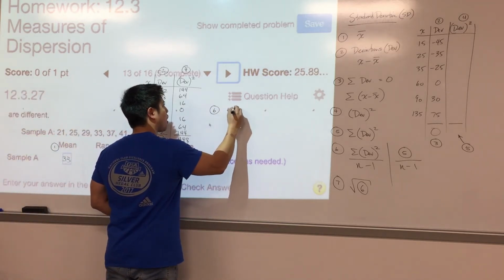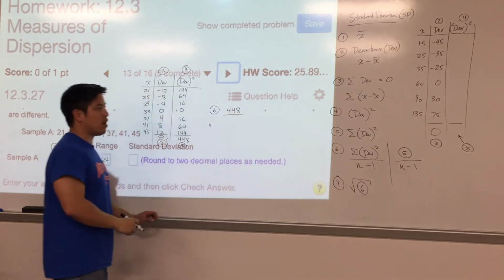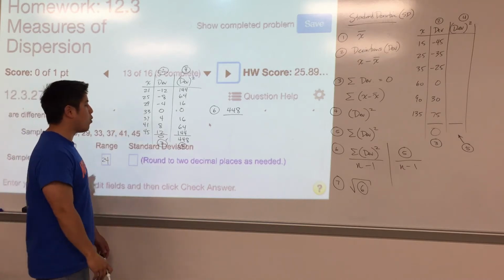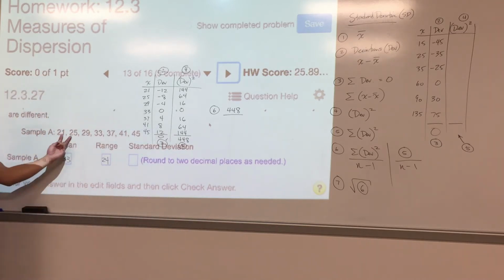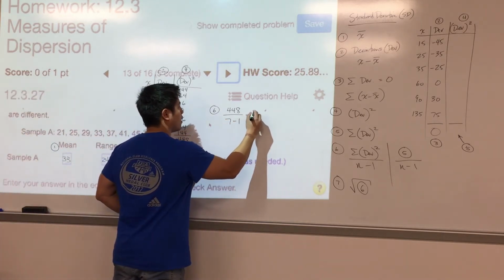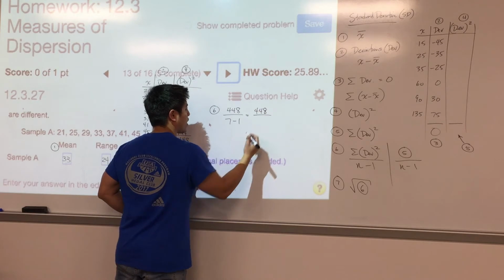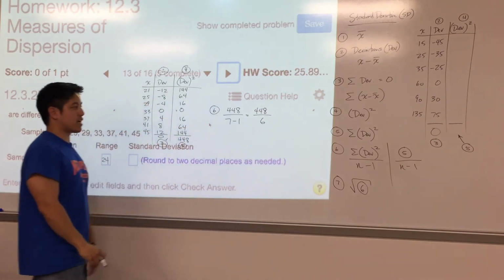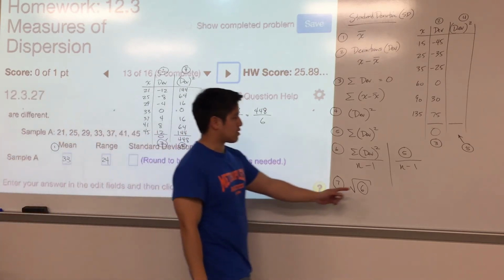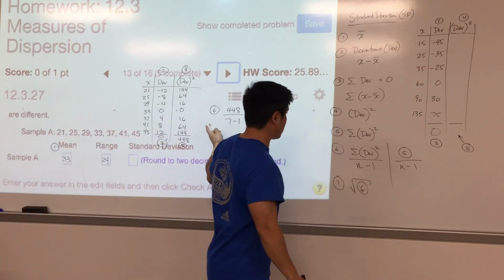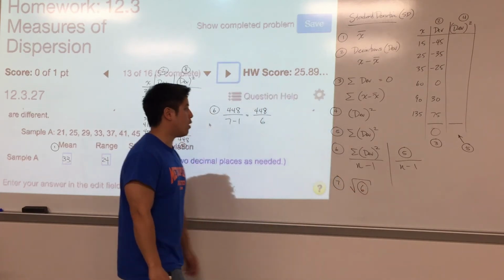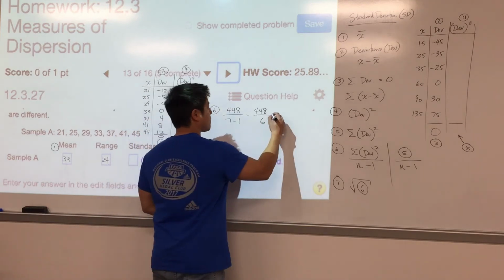We need to take our 448, the sum of the squared deviations, and we need to divide it by what? Not 7, but 6. 7 minus 1. So you need to divide your sum of squares by 6. Number of elements minus 1. Come back here, that's exactly what we did. Step 6, divide your sum of squares by the number of elements minus 1. What do you get?